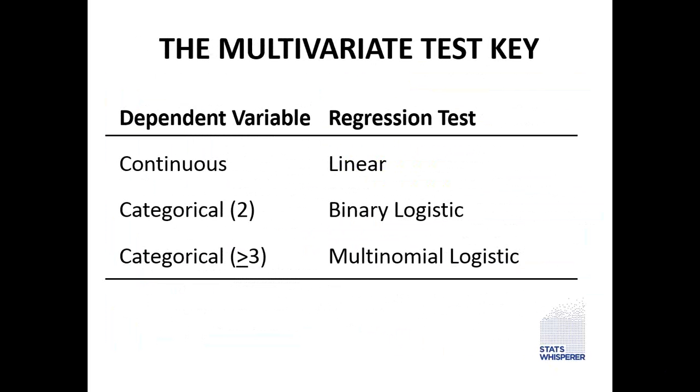So we could turn this into a multivariate test key, just like we had the bivariate and the univariate test key. Right? So the first line, continuous dependent variable, linear regression. The next line, a categorical dependent variable with two categories, binary logistic regression. And again, the multinomial logistic regression with three or more categories.